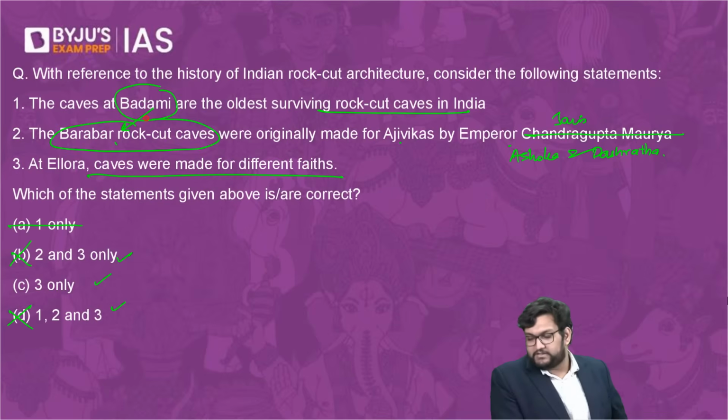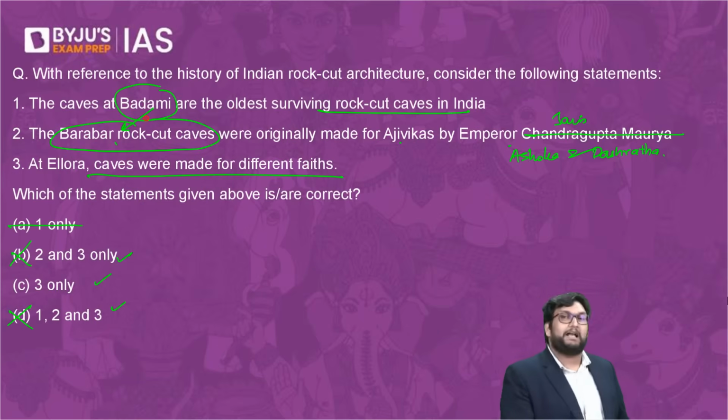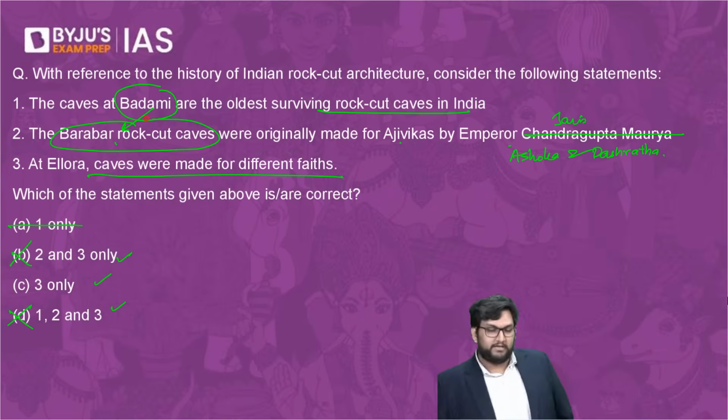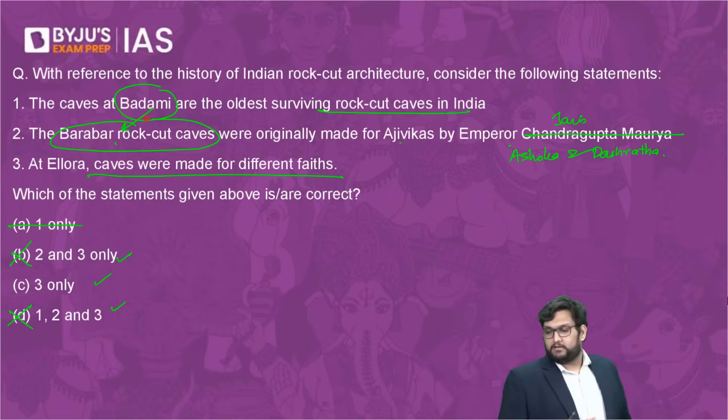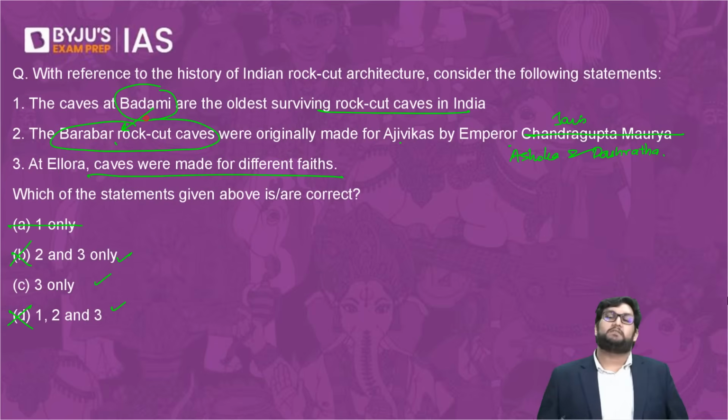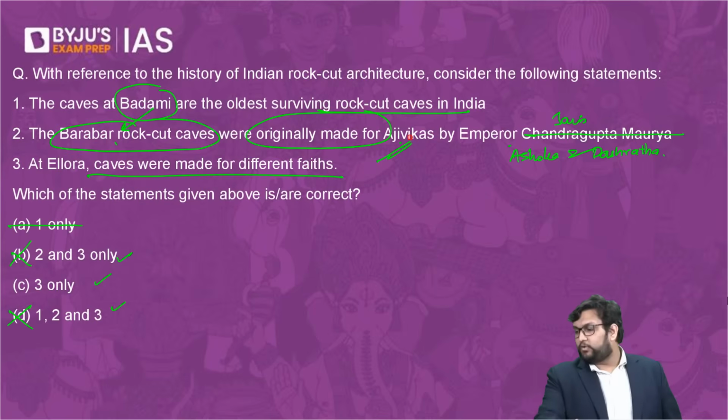Also, it was not made for Ajiviks? Who told you that, Kumar? It was made for Ajiviks only. Barabar and Nagarjuni hill complexes to Ajiviks. Are you running a parallel class or something? I said it is Ajiviks. Made for Ajiviks means donated to Ajiviks. If you get stuck in the English, originally made for Ajiviks means donated to Ajiviks. Then the oldest cave is the Barabar and Nagarjuni hill complex.